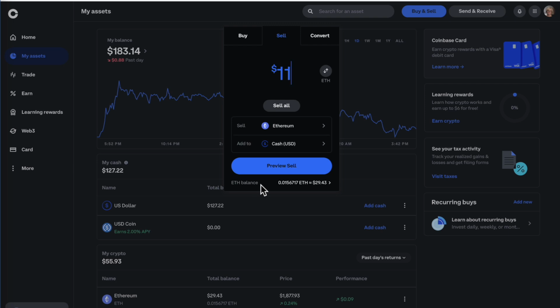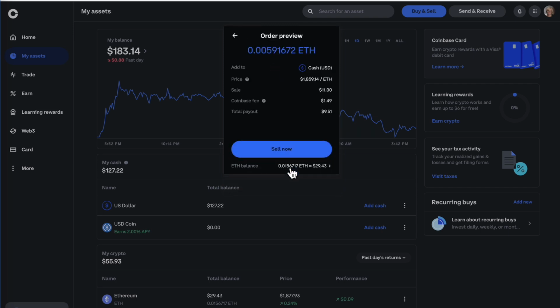Now let's preview the sale because the sale is going to tell me what my price is. So an important point to notice is that you can't even see the price of what you're buying or selling until you get to the preview. Okay, so the price that they're quoting me is $1,859. That could be different from some of the other exchanges. It could be higher, it could be lower, but that's what is being offered right now.